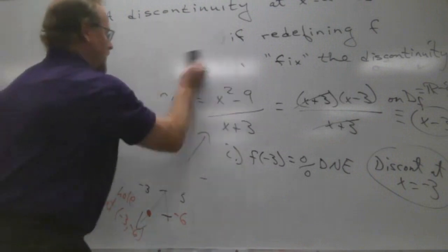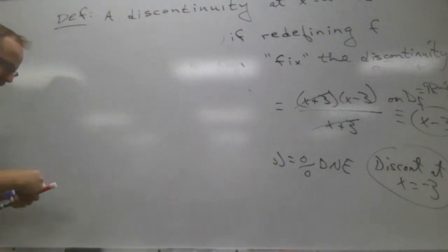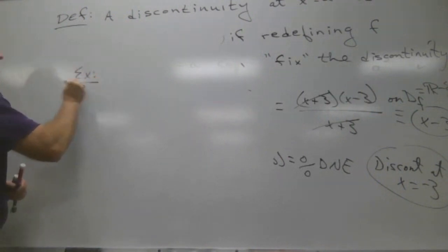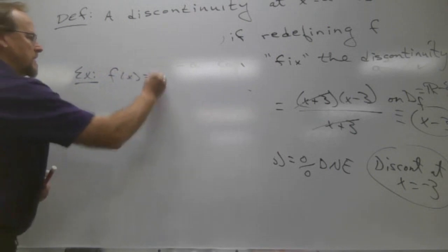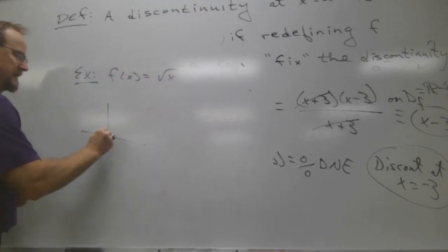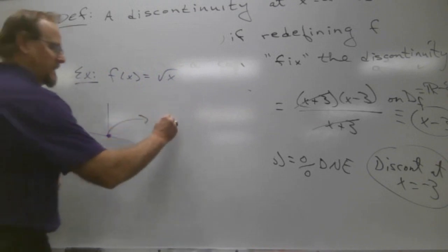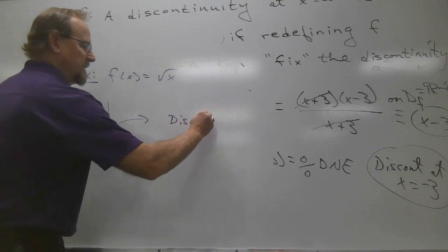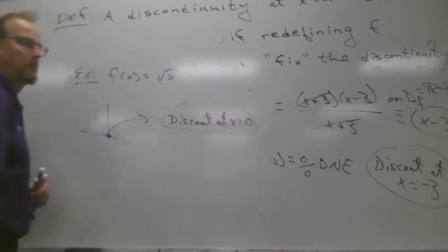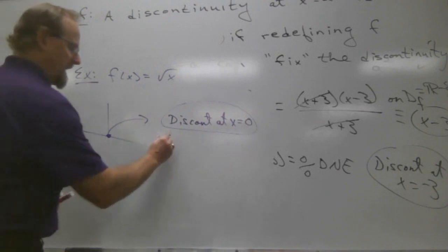And just one more, going back to an example we looked at earlier, f of x equals square root of x. At x equals 0, it's discontinuous, right? Because condition 2 fails, that limit from both sides doesn't exist. So it's discontinuous at x equals 0. What type of discontinuity is it? It's going to be essential, okay? Because we can't fix it.